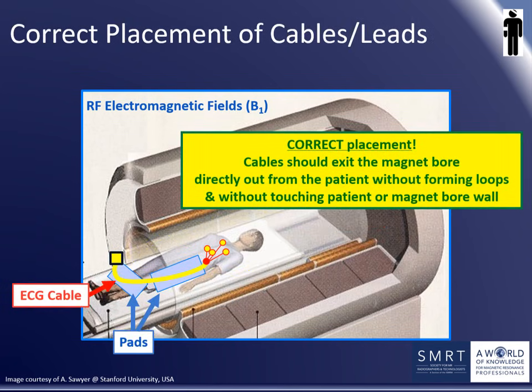In this next image, you can see correct placement of the ECG or EKG cable. Cables and leads should exit the magnet bore directly out from the patient without forming loops and without touching the patient or magnet bore wall. Note also the pads placed between the cable and patient to prevent direct contact.